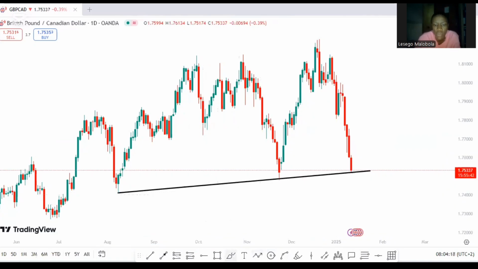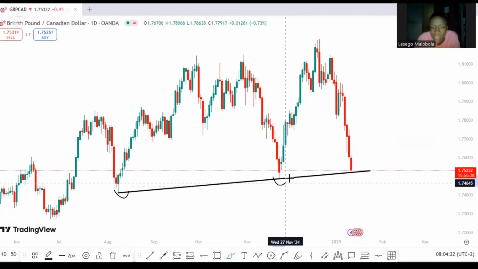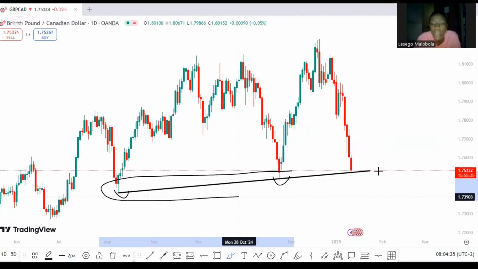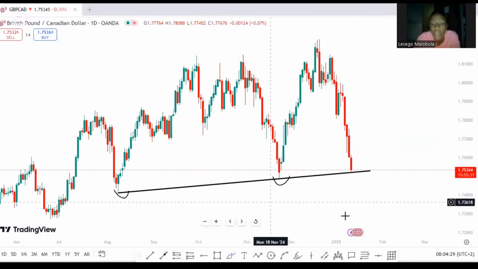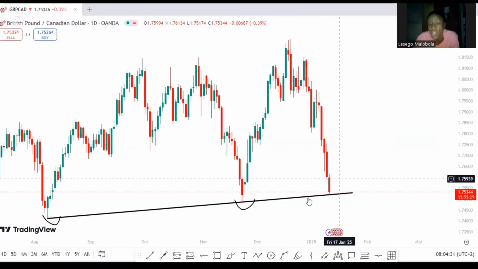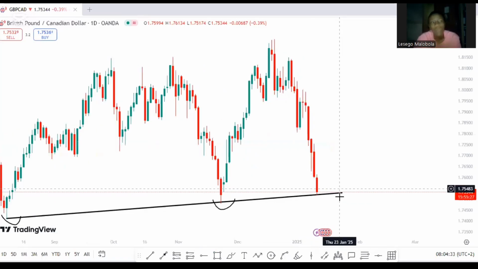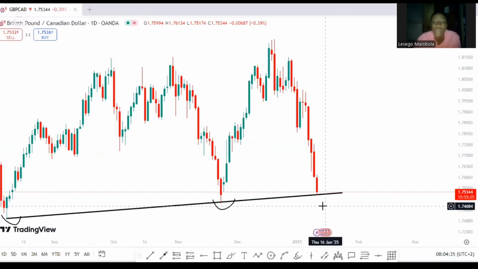Why do I say that? Because now we have what? We have our first touch right over here. We have our second touch right over here, which confirms this whole trend line. You understand me? It confirms that, okay, this trend line is actually valid. And now we have a third touch, guys. And on the third touch, we just have to go on lower time frames so we can confirm.